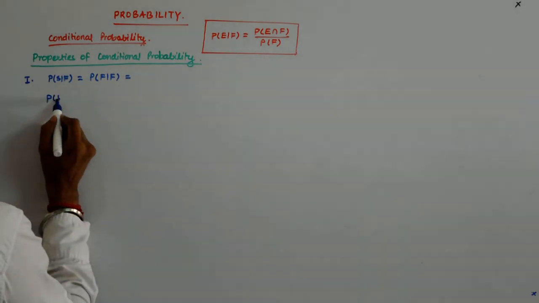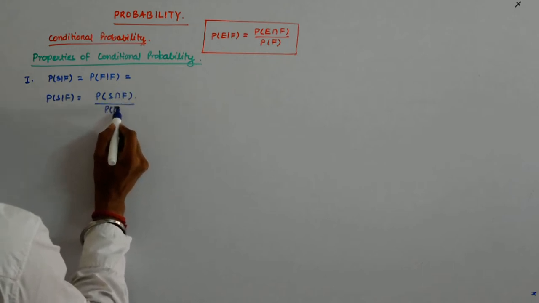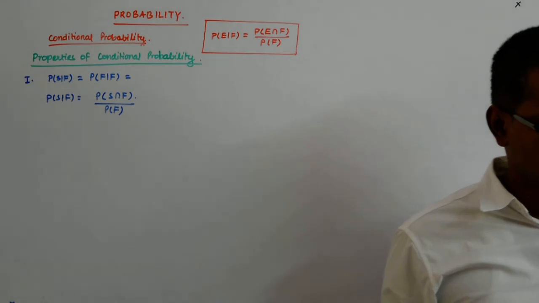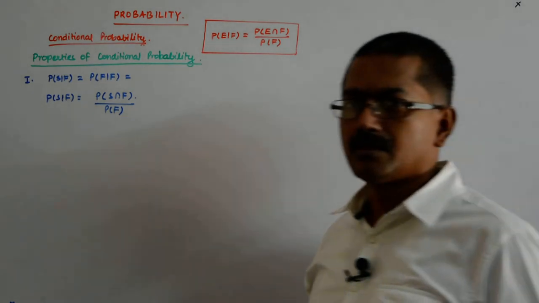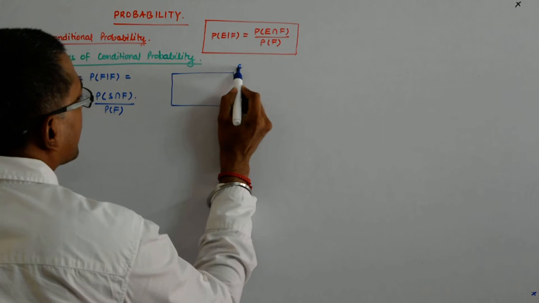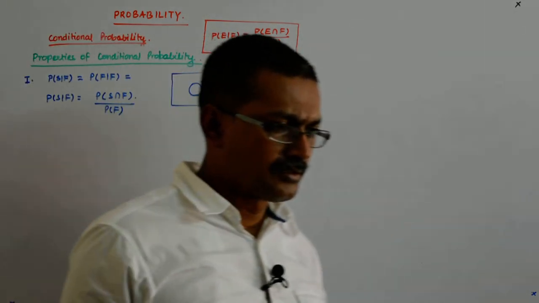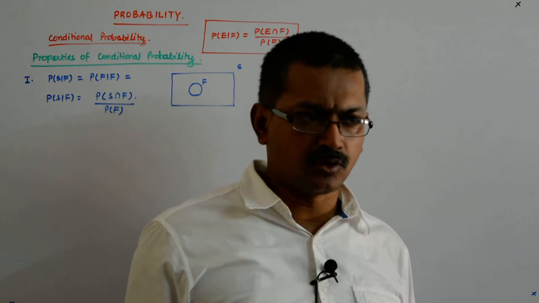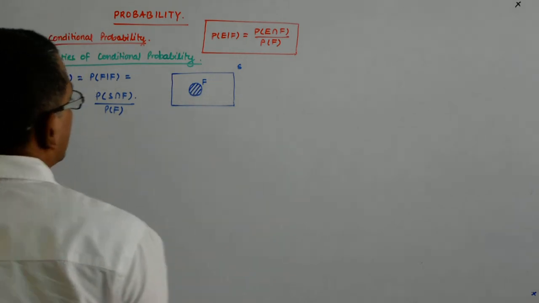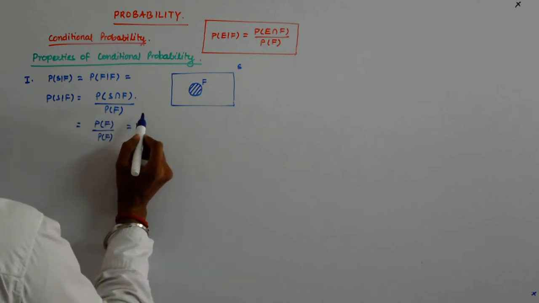So let us find out what is P(S given F). That will be P(S intersection F) upon P(F). What is S intersection F? Sample space intersected with F. So in our Venn diagram, this becomes our sample space and this is F. What is S intersection F? What is the term that is common to both? F. Okay? So it is P(F) upon P(F), which is 1.